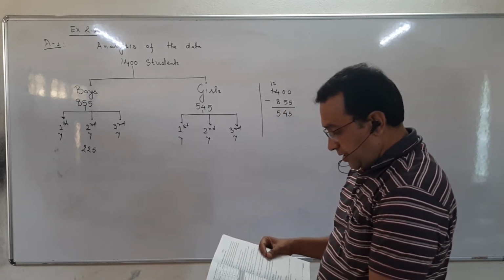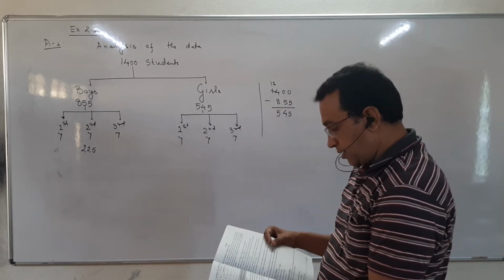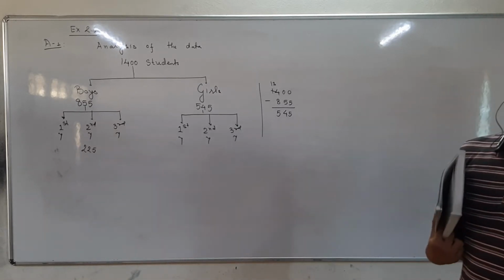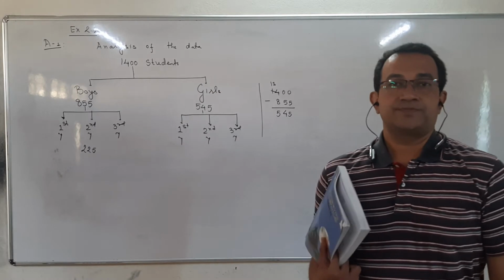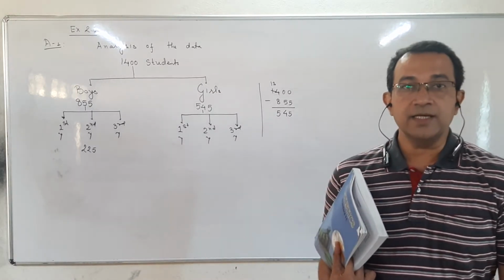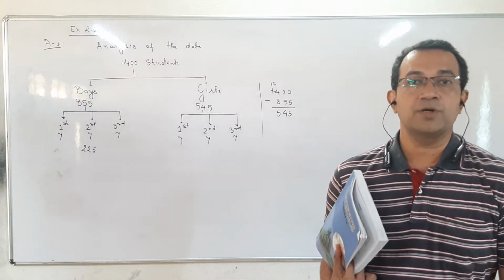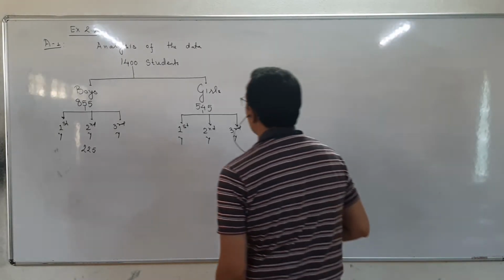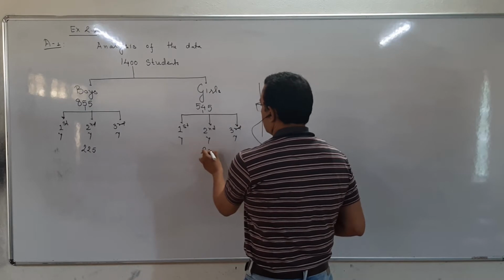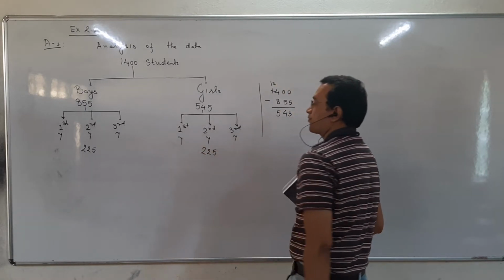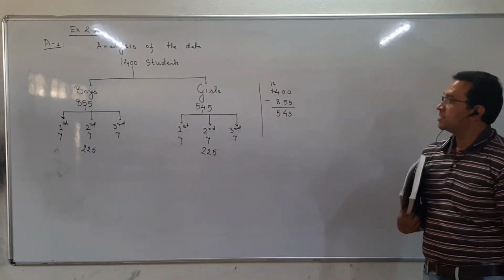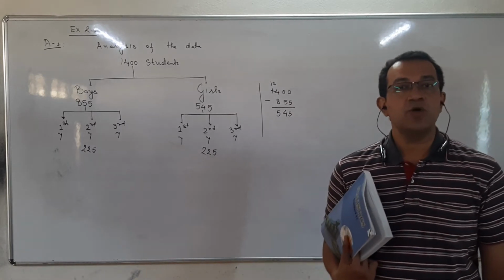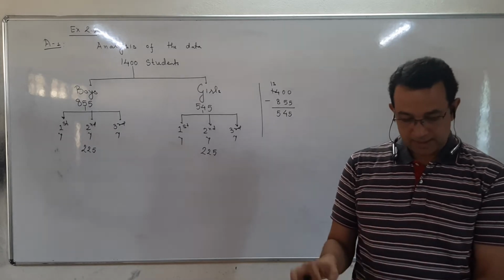Then in the second year, the number of boys and number of girls are equal. So what does this mean? In the second year, number of boys and number of girls are equal. So if there are 225 boys, girls will also be 225. So number of students in the second year will be 225 plus 225, which is how much? 450.